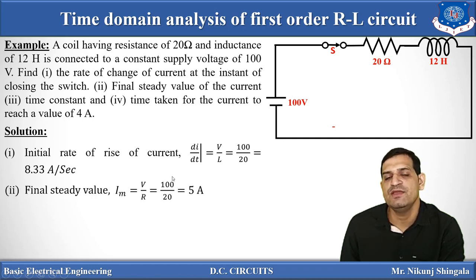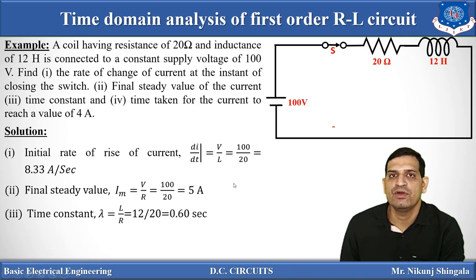Next one is the final steady value of the current. We know the final, maximum value of the current is V divided by R. So Im is equal to V divided by R is equal to 100 divided by 20, that is 5 ampere. Third one is the time constant, that is lambda. Lambda is equal to L divided by R. We have already defined. So 12 divided by 20 is equal to 0.60 second.